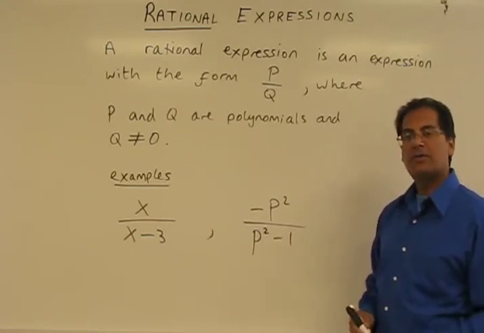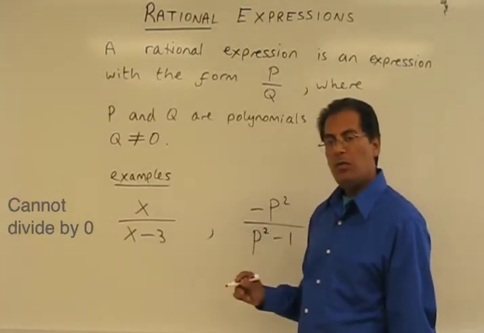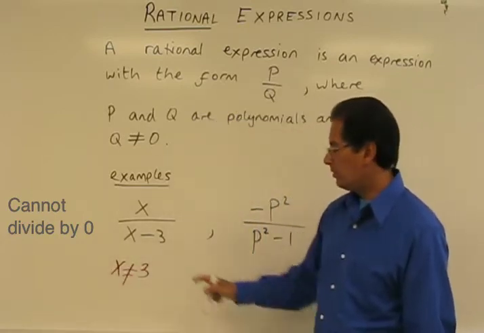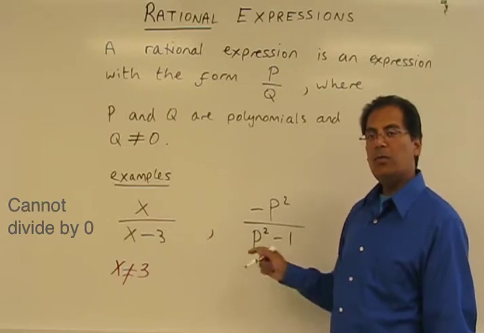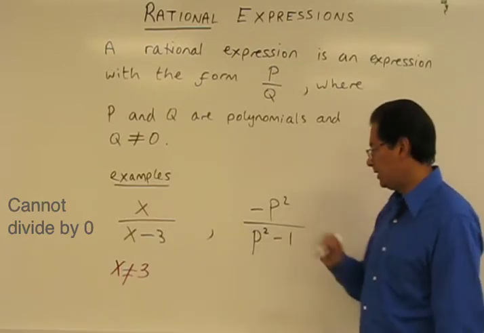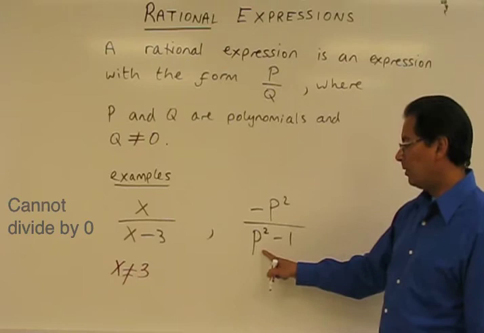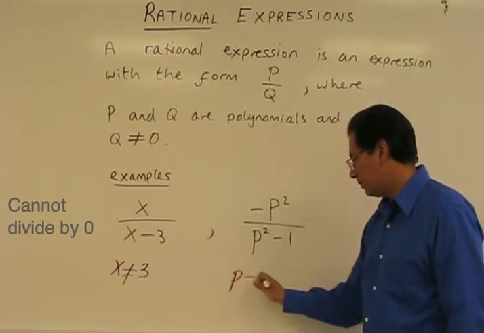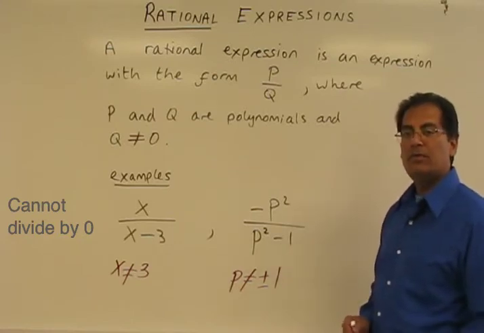When we're looking at rational expressions, one of the first things we should look at is what can we not have in the denominator. For example, in x divided by x minus 3, we may want to make a note that x cannot be 3. Why? Because 3 would make this expression undefined. So when we're dealing with rational expressions, it's always good to note what would make the expression undefined. Similarly, in negative p squared divided by p squared minus 1, you may note that if p were 1 or negative 1, then that would give us 0 in the denominator. So we would have to make a note that p cannot be plus or minus 1, because putting it in there would make that expression undefined.